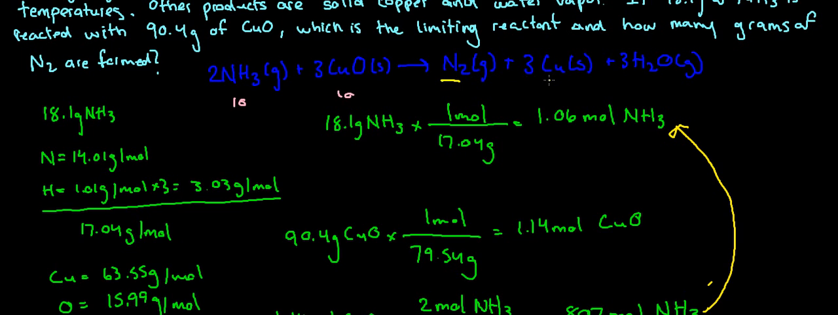If I wanted to figure out copper, I could have done that as well. It would have been 3 moles of CuO to 3 moles of Cu, and then I would have figured out how many moles that is, and then I would have converted it into grams. And same thing with water. But that is the only difference really between limiting reactant problems and regular stoichiometry problems. It's just figuring out which reactant will run out first.